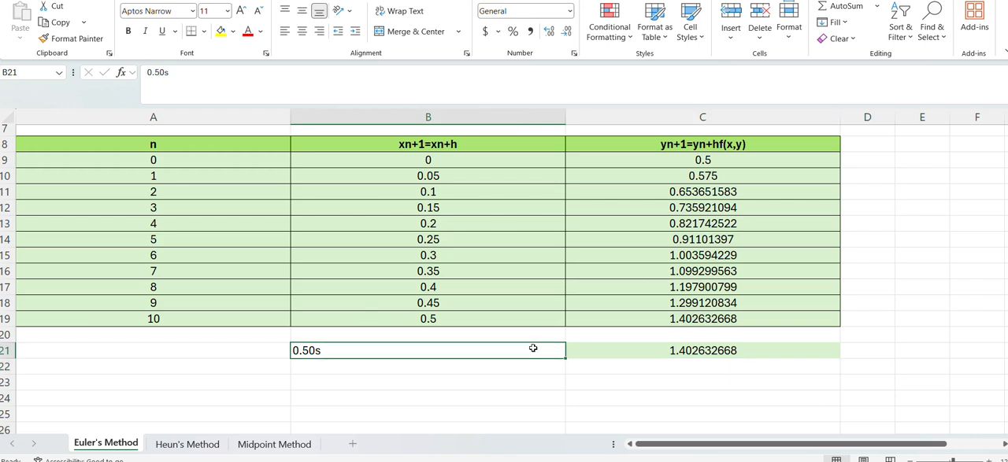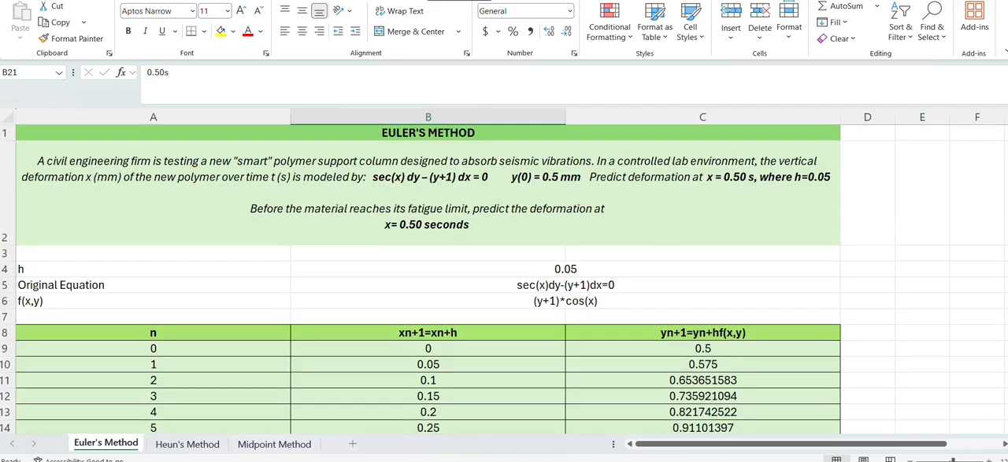So at an x value of 0.5, we found that y is 1.40. I think that's it. Thank you.